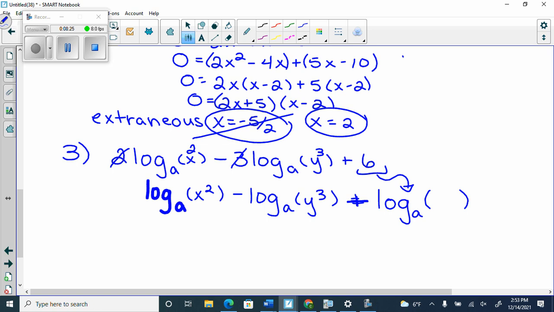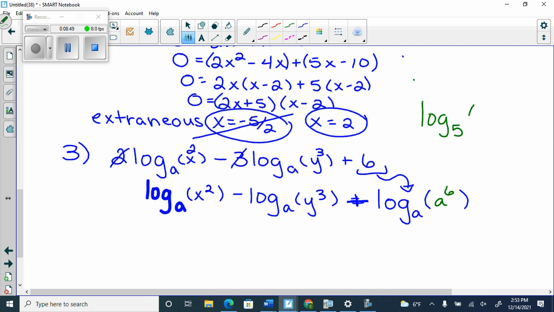You guys know this. What could I put it to so that its answer would be 6? A to the what? A to the 6. Yes. I would make this be A to the 6, because what's log base A of A to the 6? 6.